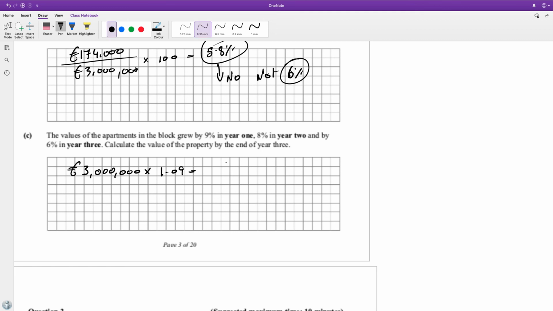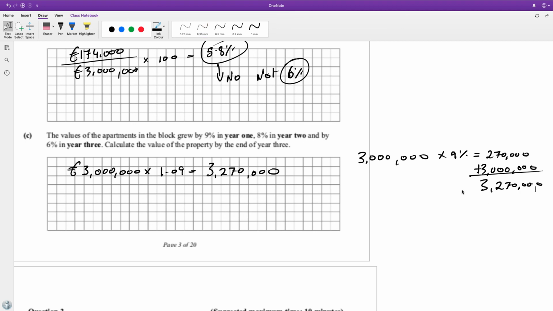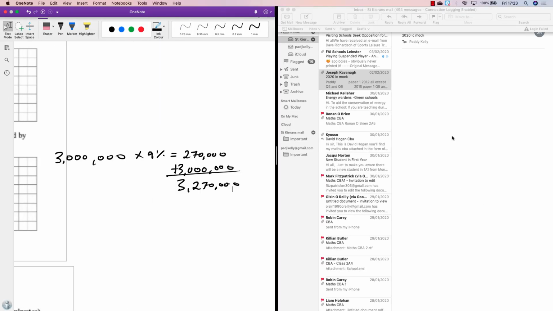Right, watch this. 3 million multiplied by 1.09, you get 3,270,000. You get 3 million, and multiply it by 9%, you get 270,000. You get 270,000, and then you're going to add it on to 3 million, and you get 3,270,000. Does that make sense now? Instead of getting 9% and adding it on.